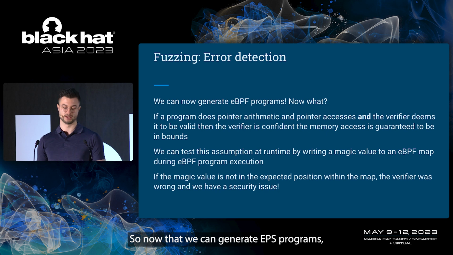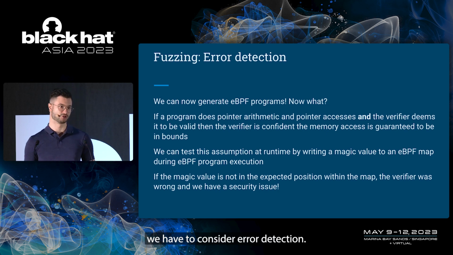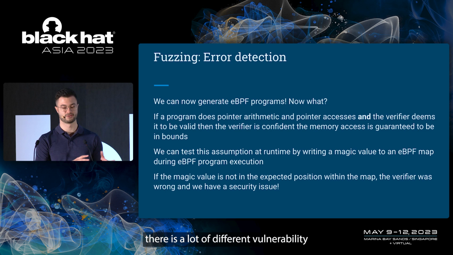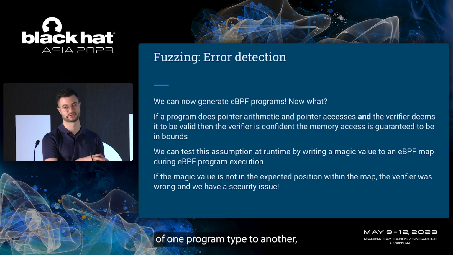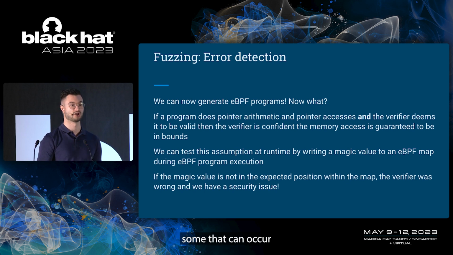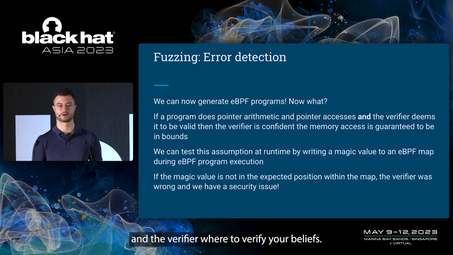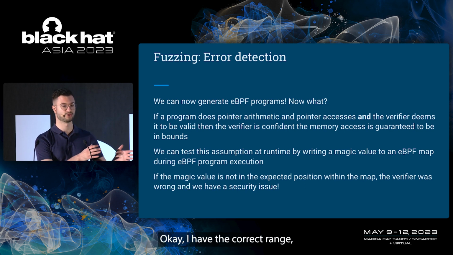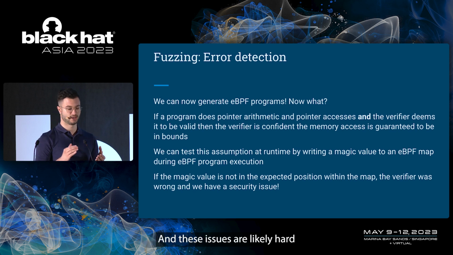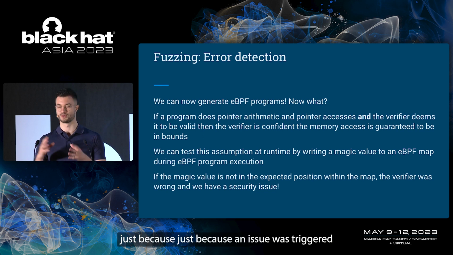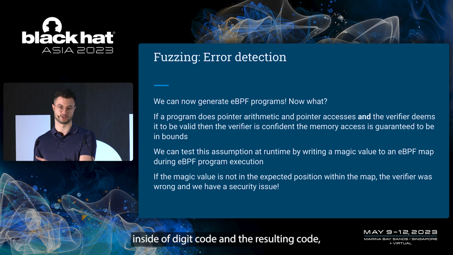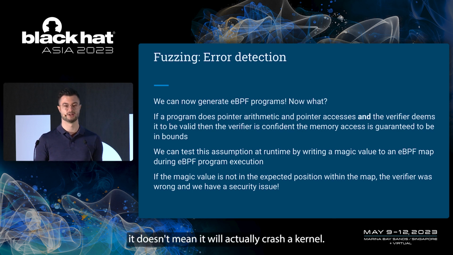So now that we can generate eBPF programs, we have to consider error detection. As Valentina mentioned, there are a lot of different vulnerability classes, some of them very subtle. For example, from the compilation of one program type to another, some that can occur after the verification. Some are just triggering a wrong assumption in the verifier, where the verifier believes, okay, I have the correct range, but it's actually not the correct range. And these issues are hard to detect with the usual standards such as a kernel crash, because just because an issue was triggered inside of the JIT code, in the resulting code, it doesn't mean it will actually crash the kernel.